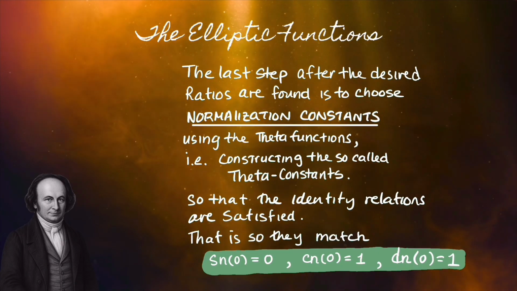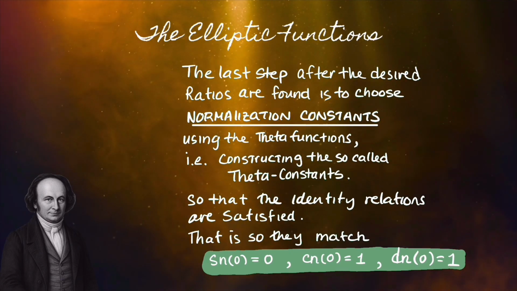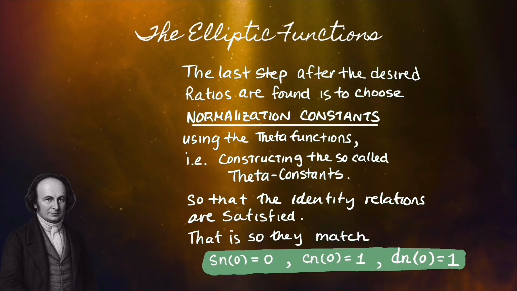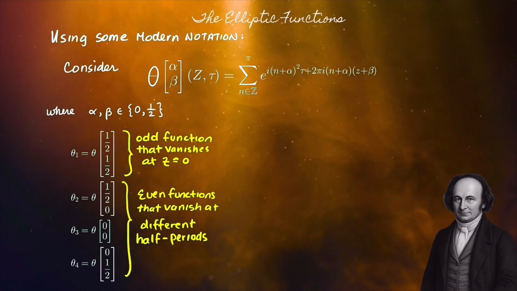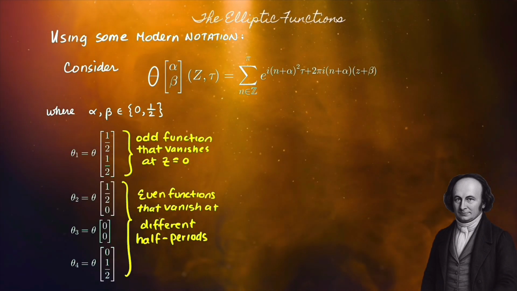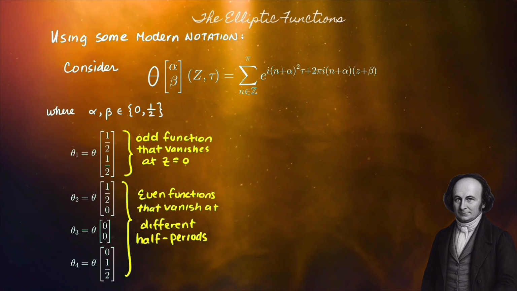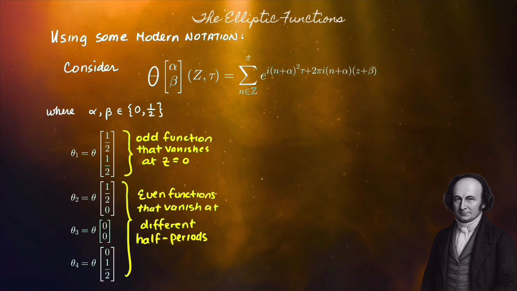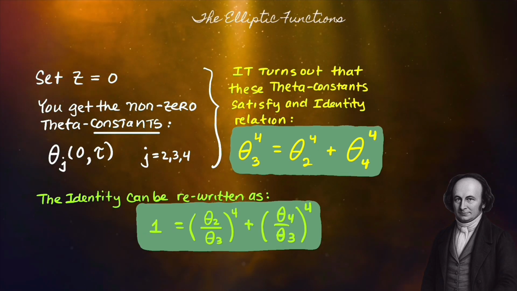The last step after the desired ratios were found is to choose normalization constants using the theta functions, the so-called theta constants, so that the identity relations are satisfied and so that they match the following values. Sn of 0 is 0, and Cn and Dn at 0 are also equal to 1. Using modern notation, one can represent all changes and all shifts in the symmetric directions in vector notation. But to get the constants, what one does is set z equal to 0.